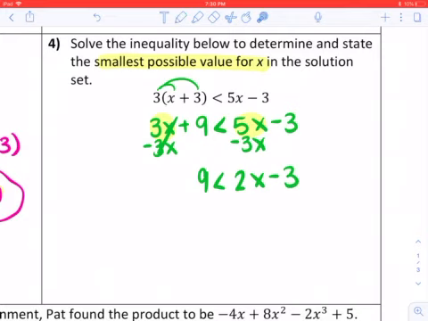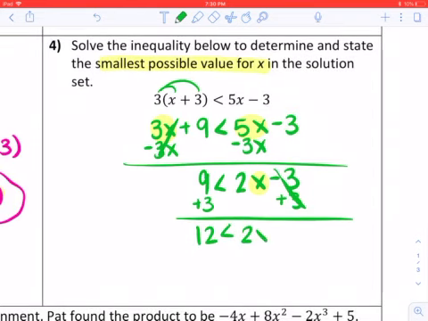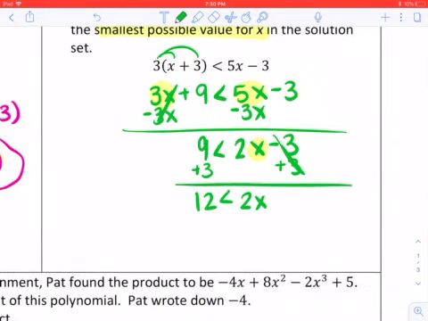Now we want to move this minus 3 to the other side because I'm trying to get the x alone. So the opposite of minus 3 is plus 3. And I get 12 is less than 2x. Finally, I'm going to divide by 2. So I get 6 is less than x.